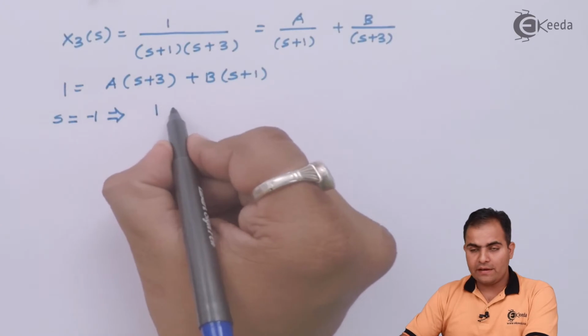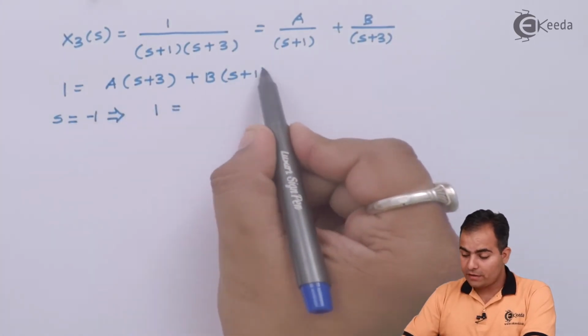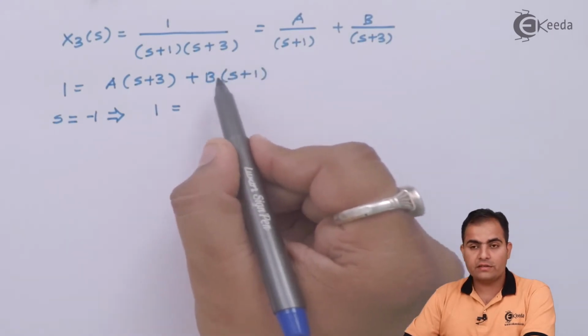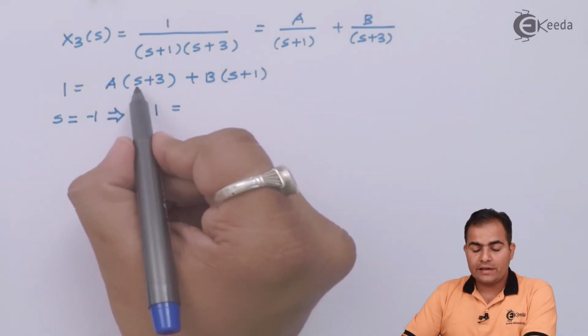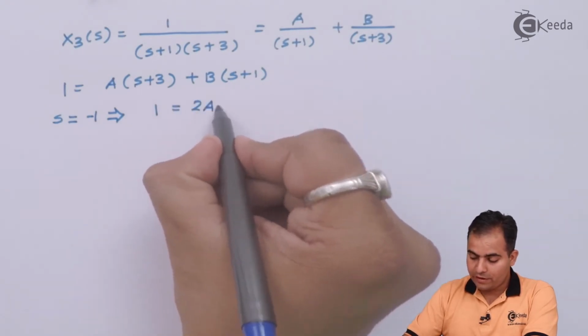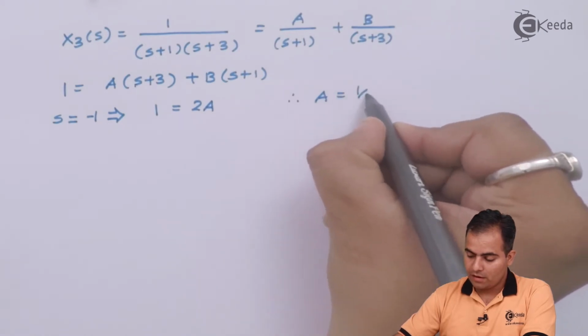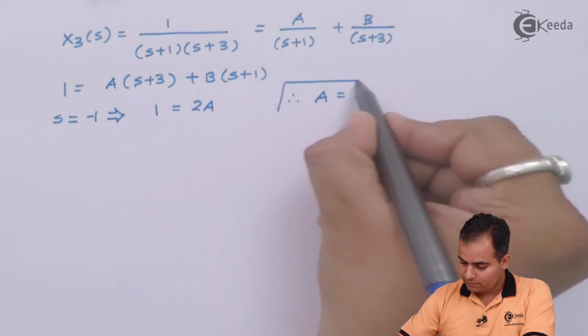On the left hand side we have 1 only, but if I substitute s equals to minus 1 over here, then minus 1 plus 1 becomes 0. So the whole b term is removed. Now we will have only the a term. So minus 1 plus 3, the answer is 2. So we can write 2a over here. So my a value becomes half, or you can say 1 by 2.